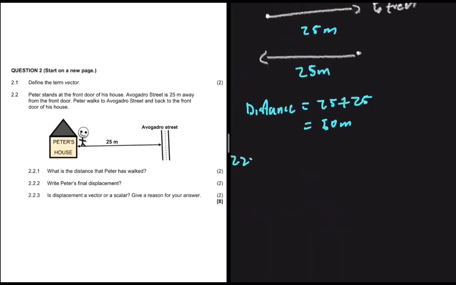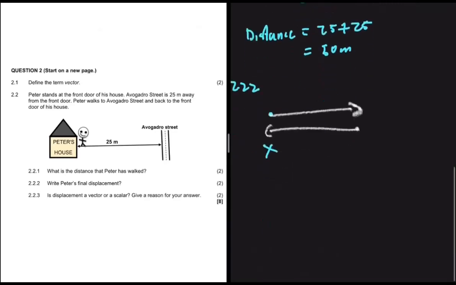That is 2.2.2. The question is saying, let's write Peter's final displacement. So let's just remind ourselves what displacement is. The displacement is the change in an object's position. It is not the total distance traveled or the length of the path taken. No, it is the change in the object's position. So Peter starts at his house, obviously, and then he goes to the street. From the street, he walks back to the house. So what is the change in Peter's position? Peter is exactly where he started. There is no change in his position.